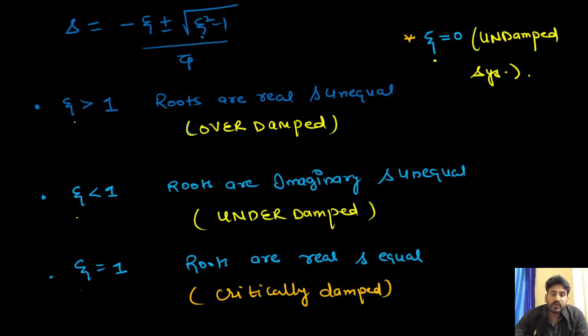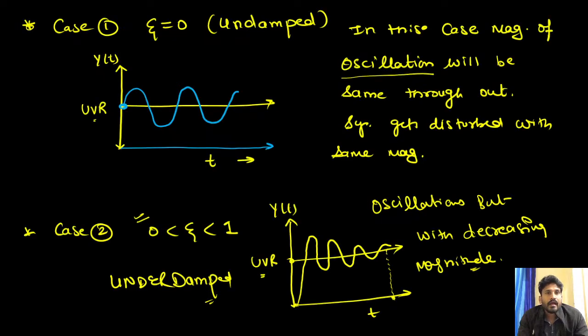Okay. So you should remember what are the roots for the particular value of the zeta, and what is the name of that system, right? Like for example, for zeta greater than 1, roots are real and unequal, and the system is called overdamped. Likewise, we should remember all these things.